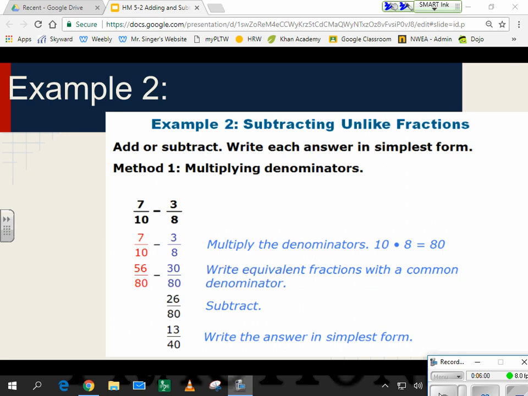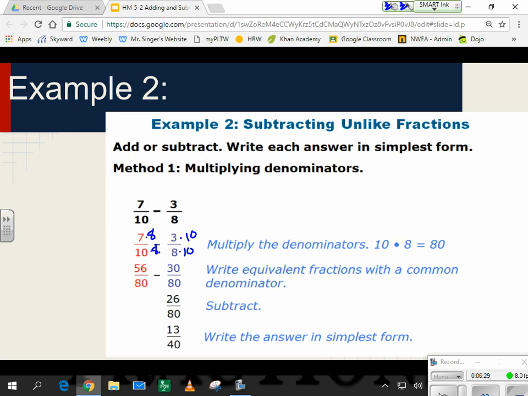So multiply 10 times 8, you get 80. Now what you have to do is figure out what did you do to 10 to get 80. That would be 10 times 8. What you do to the bottom, you do to the top. 7 times 8 is 56. How do you go from 8 to 80? You multiply by 10. So what you do to the bottom, you do to the top, and that's how we got 3 times 10 being 30. So from here then you subtract 56 from 30, you get 26, and 80 stays the same.